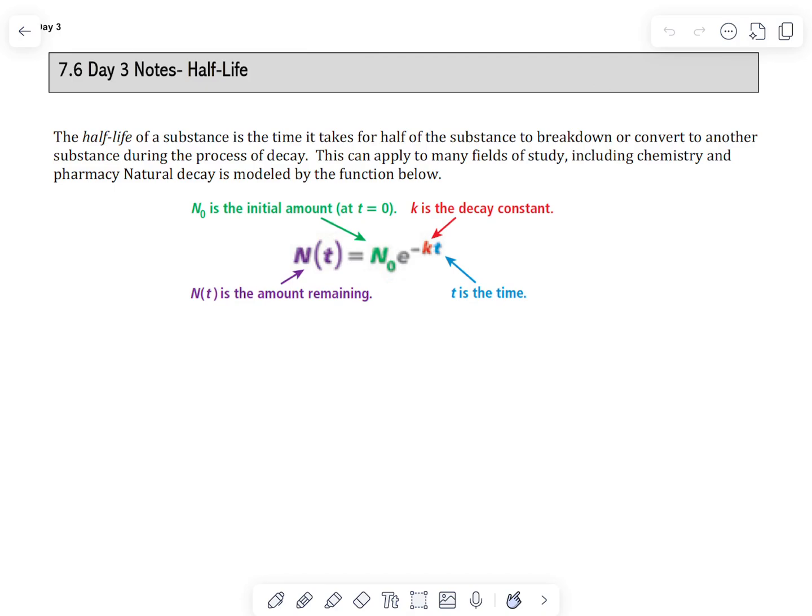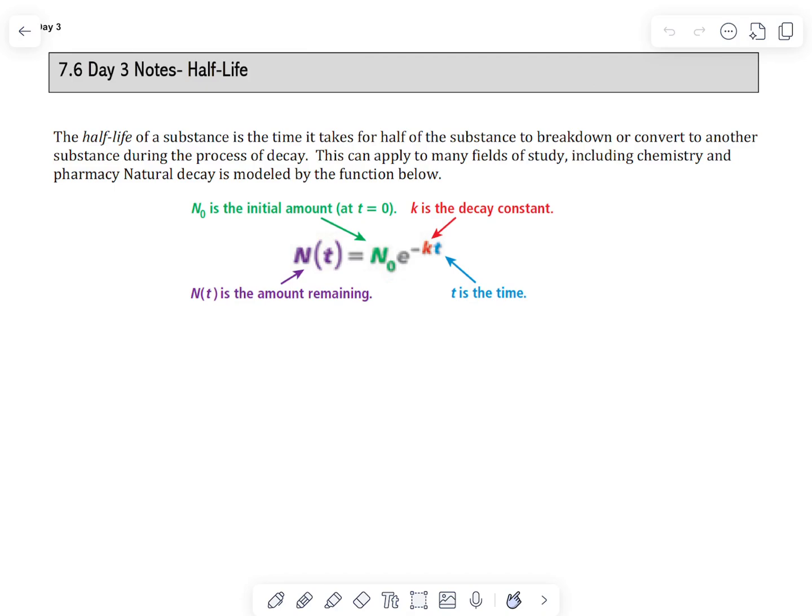All right, this lesson is on half-life. The half-life of a substance is the time it takes for half of the substance to break down or convert to another substance using the process of decay. This can apply to many fields of study, including chemistry and pharmacy.